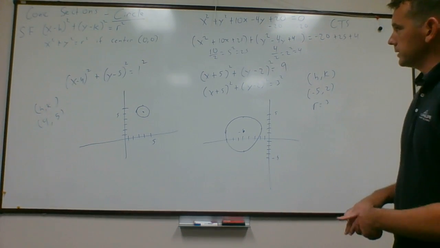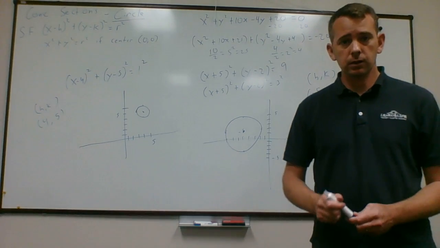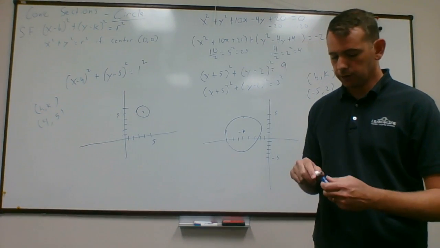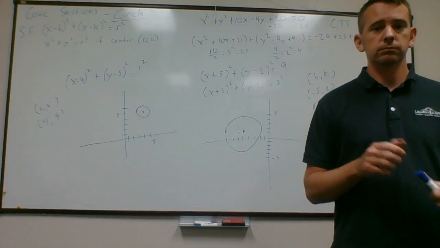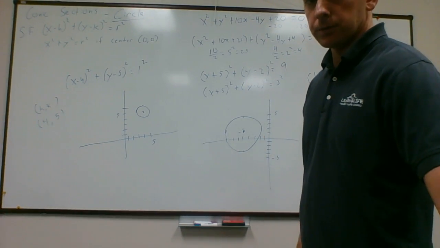Okay. And that's it. Once you get it to standard form, that's everything you need to know. You can tell your center, you can tell your radius, you can graph it, whatever you need. And that is it for circles, the easiest ones.